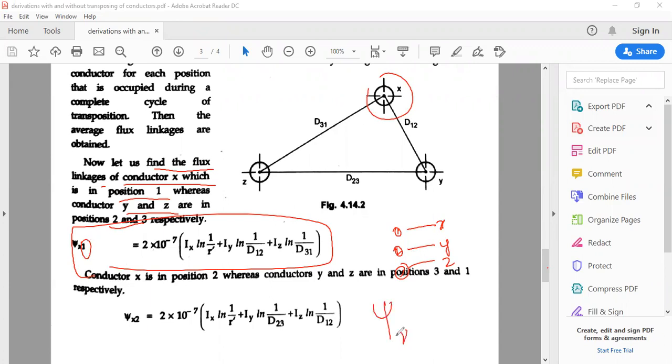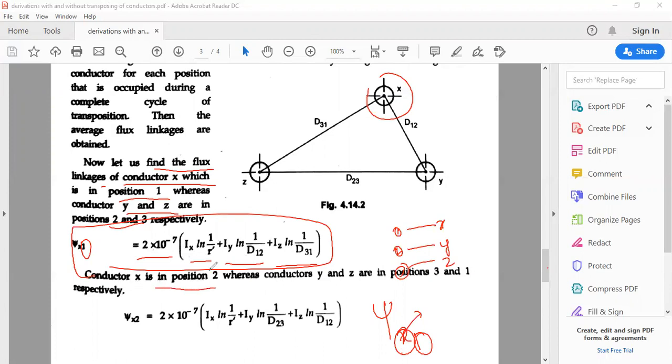So phi x1, where conductor X is at the first position, position 1. I can write it as 2 into 10 power minus 7 Ix ln of 1 divided by r dash plus Iy ln of 1 divided by d12 plus Iz ln of 1 divided by d31. Now conductor X is in position 2.